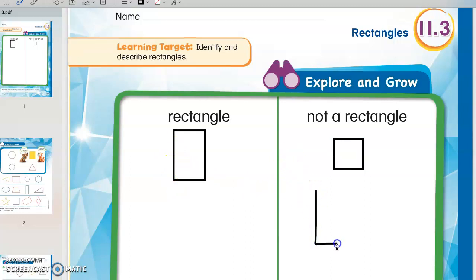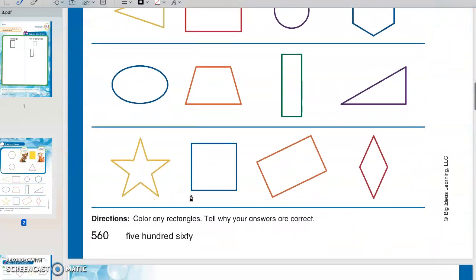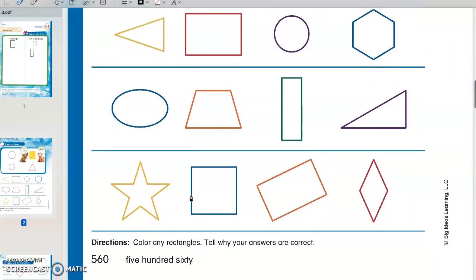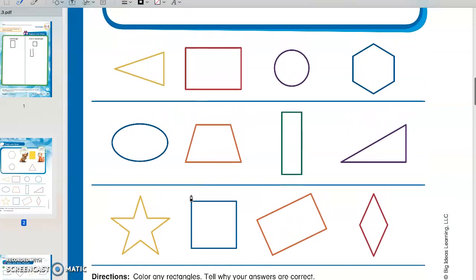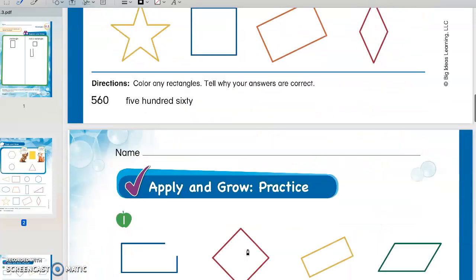Another shape that is not a rectangle is something that looks like this, but is not closed. That is not a rectangle because it's missing one of its sides. Okay, then we're going to move on to page 2. On this page, you're going to color all of the rectangles. Make sure you look carefully. Some of them might be twisted. So look carefully to find your 4 vertices and your 4 sides.